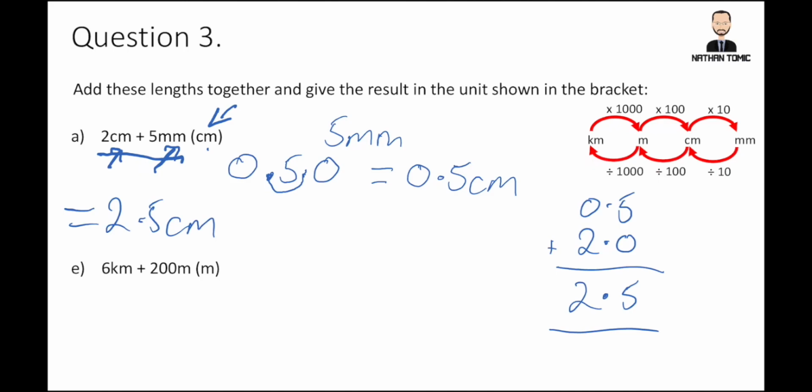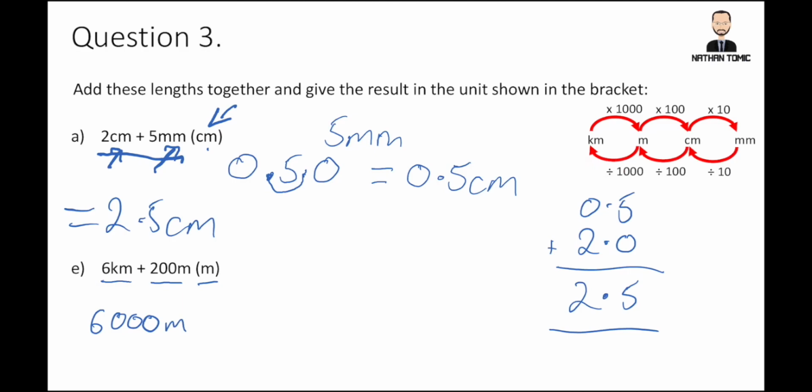Same thing for E, 6 kilometers plus 200 meters. Now we want to be in meters. This one is already in meters, so let's convert our 6 kilometers into meters. If we look at our diagram, kilometers into meters means multiplying by 1,000. So that really just means adding 3 zeros on. So 6 kilometers becomes 6,000 meters.